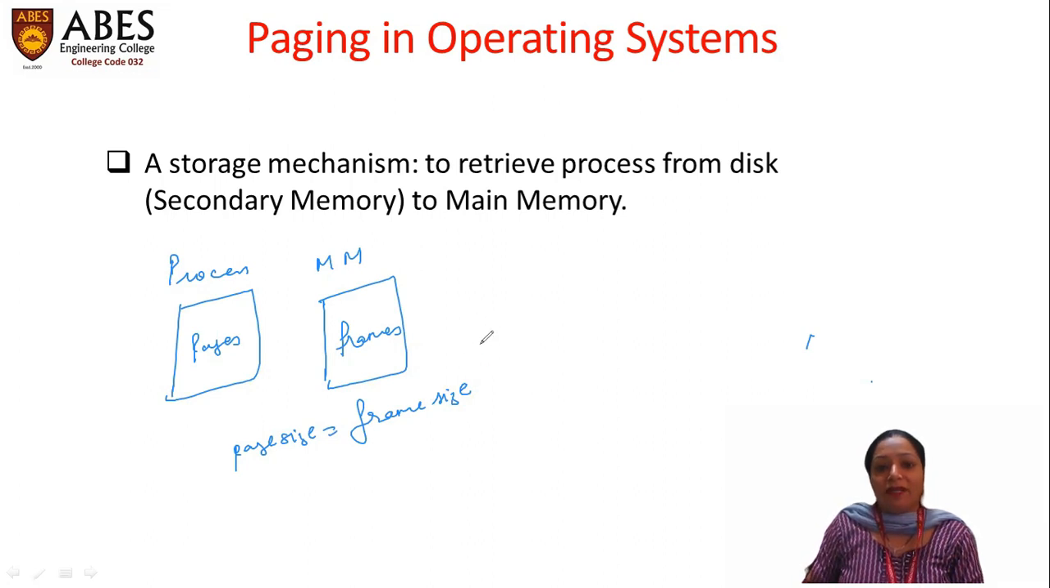So whenever we need to transfer any process from secondary memory to the main memory, we first divide the process into pages and all of these pages get accommodated in some or the other frames of the main memory. And this mapping is generally done with the help of a paging hardware that is called the Memory Management Unit, or we can say MMU.